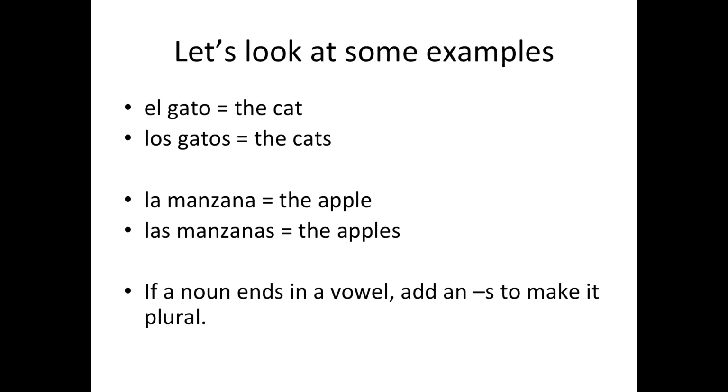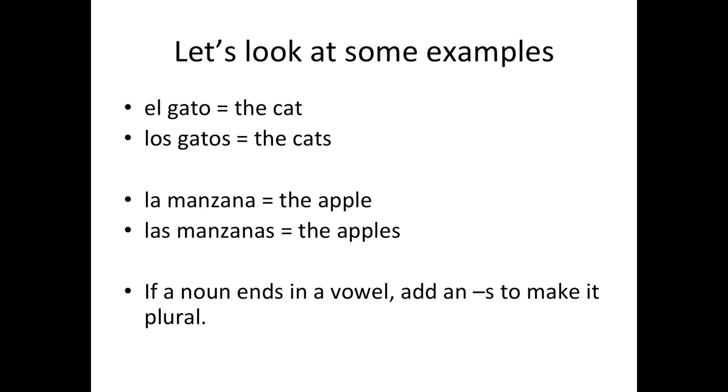Okay, so let's look at some examples with these definite articles. Starting from the top, el gato. El gato. Gato means cat. And this word ends in an O, which most words that end in O will be masculine. 99% of them will be masculine.